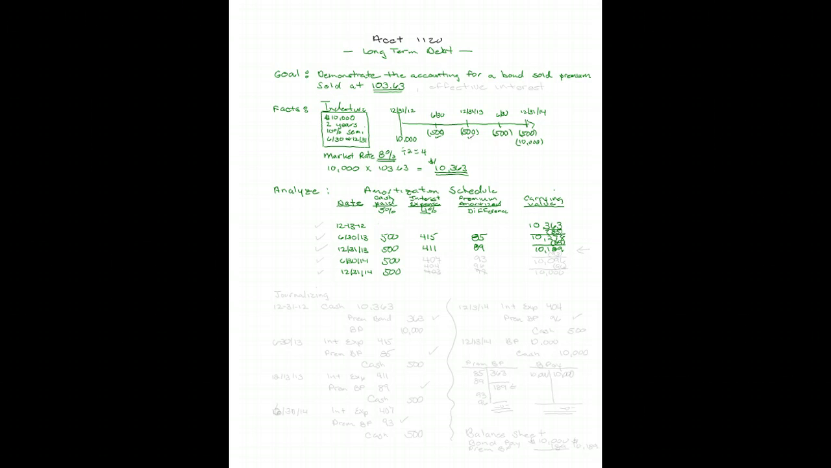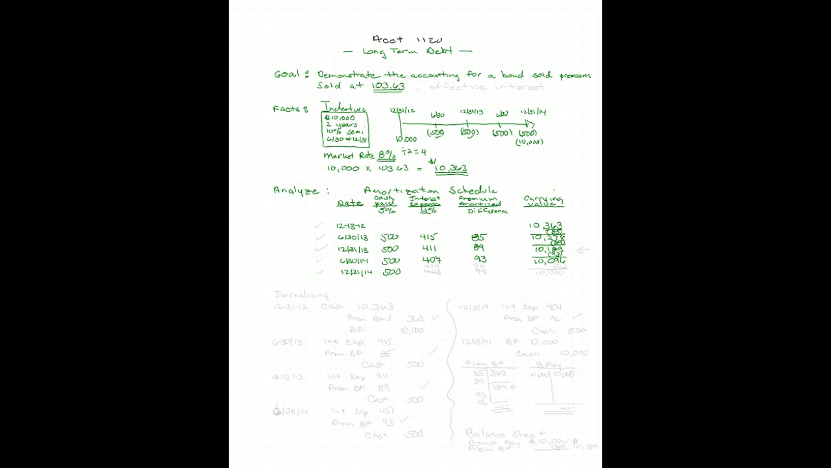Let's go out another 6 months. 10,189 times 4% is 407. We're actually paying 500, so we're going to use up $93 of that premium. That will bring our carrying value down to $10,096. Aren't you glad this isn't a 30-year bond?